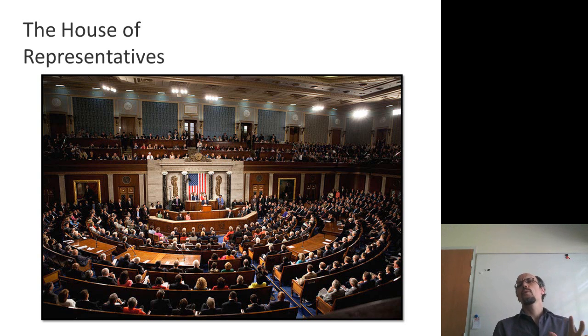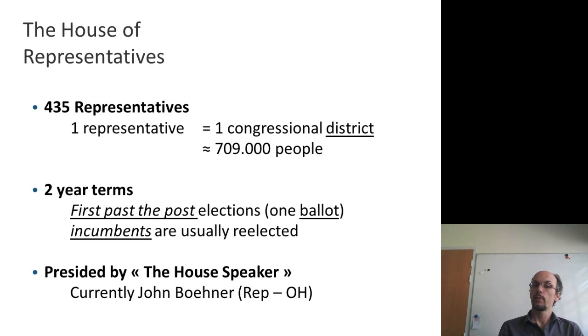Let's start with the lower chamber, the House of Representatives. As you can see on this picture, it's quite a huge house, quite a huge assembly. There are many people. How many? 435. 435 representatives. One representative represents a district. It's a small area on the map. And a district contains approximately 700,000 people. So each district is 700,000 people.